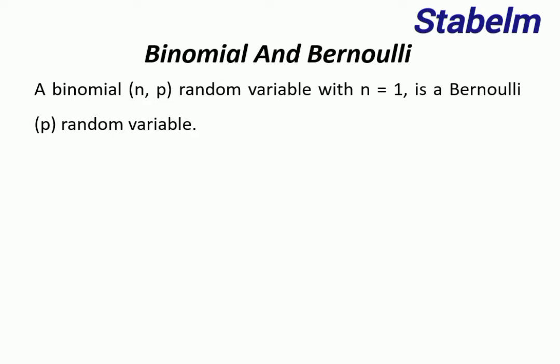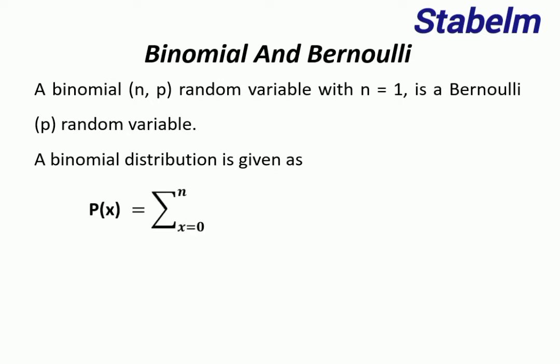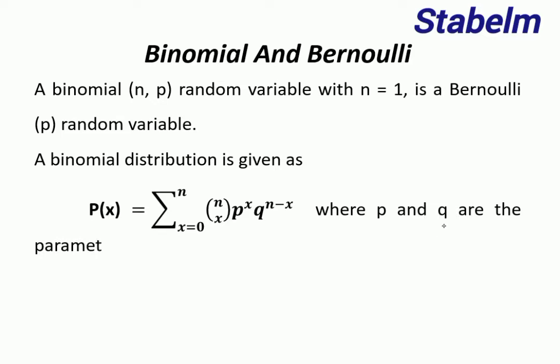Now, let's look at this. I want to see the probability density function of a binomial distribution. Then we have p of x equals summation, x runs from 0 to n, combination n choose x, p raised to power x, q raised to power n minus x, where p and q are the parameters. Now this p is the probability of success, while q is the probability of failure.